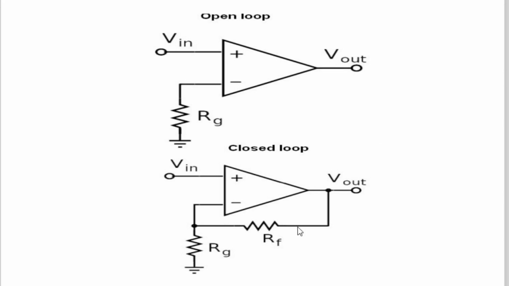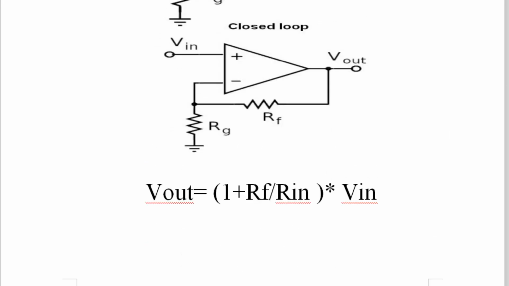RF and RG are the potential divider circuit. So this is a closed loop. So it's very simple. Now here, if you look very carefully, this op amp is used as a non-inverting amplifier because input is applied at the non-inverting input terminal, that is plus, and output is fed back through this.